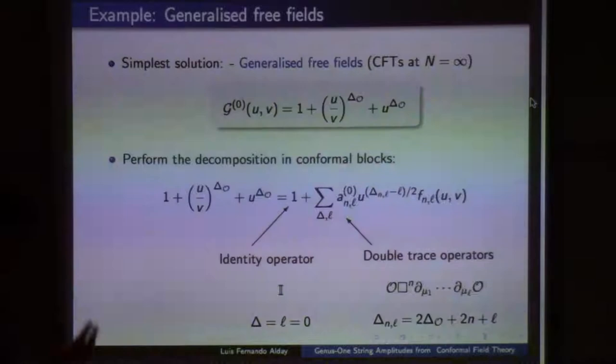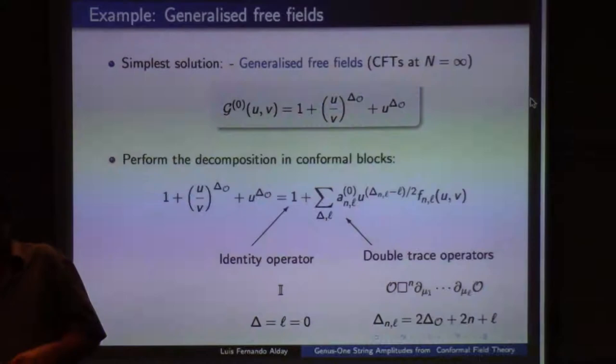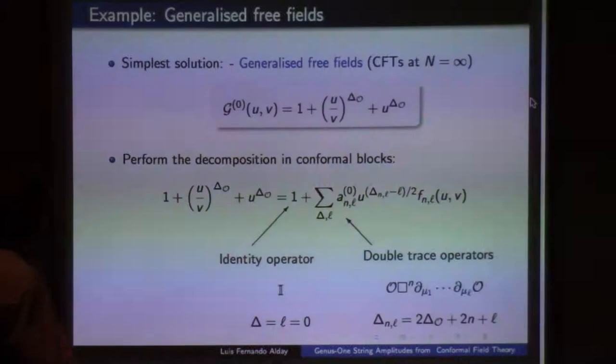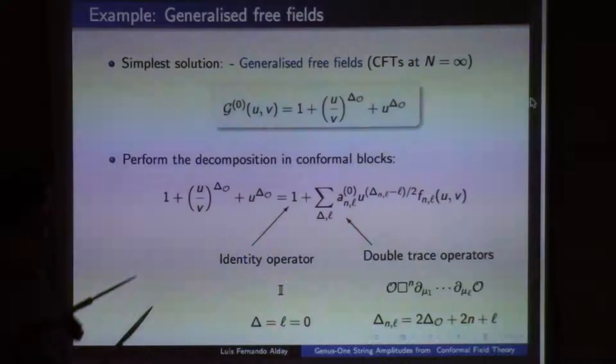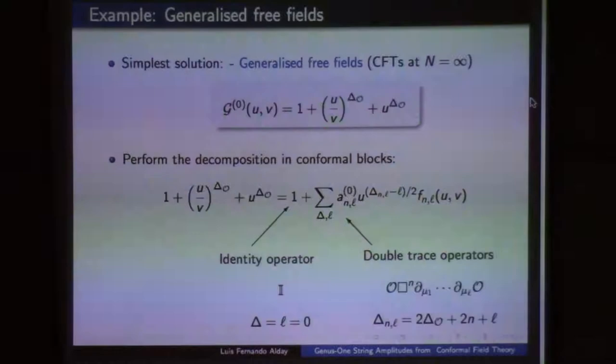Now, we have also seen, but this will be the starting point of what we are going to do today, that the simplest solution was these generalized free fields. And for generalized free fields, it was the sum of these three terms. So you could do the conformal partial wave decomposition. And we have seen that the intermediate operators were the identity operator and this tower of double trace operators with dimension 2 delta O plus 2N plus L. I am using O instead of phi. I hope that doesn't perturb you too much.